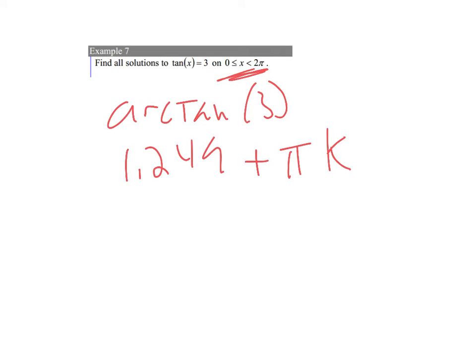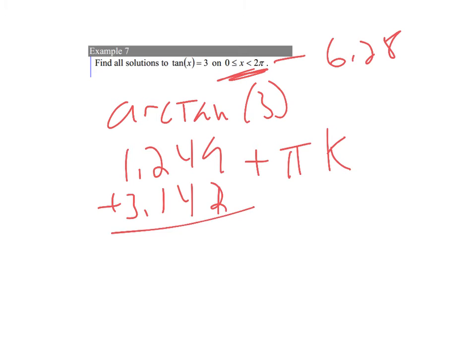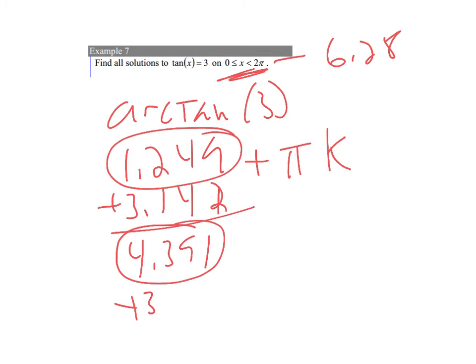here's k. So all I'm going to do is think about, now this is 6.28-ish, right? I'm going to just keep adding pi until I get as close as I can to 6.28. So pi is about 3.1415, close enough. I'll add that. So what is that going to be? Plus 3.142, so I'm getting 4.391. So there's one solution. Here's another solution. And then I'm going to add 3.142 again. Well, that's going to be more than 6.2, isn't it?